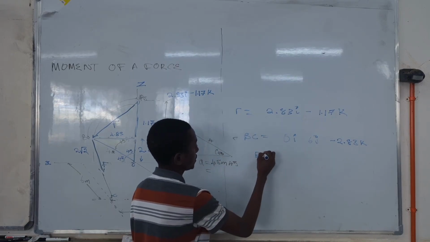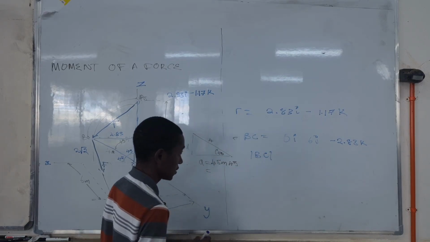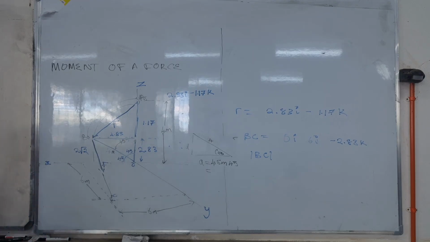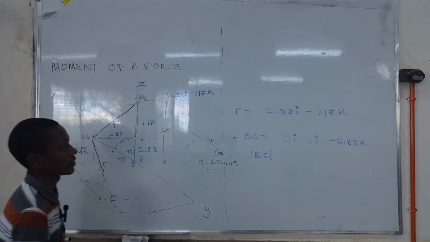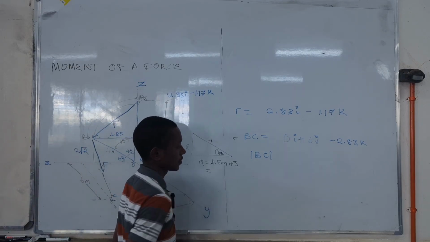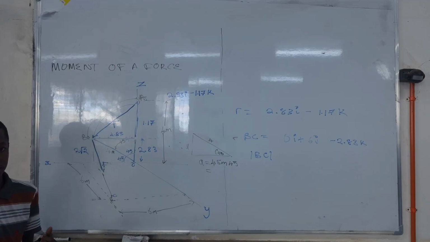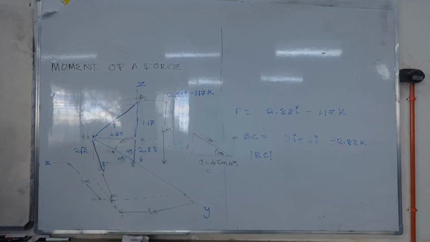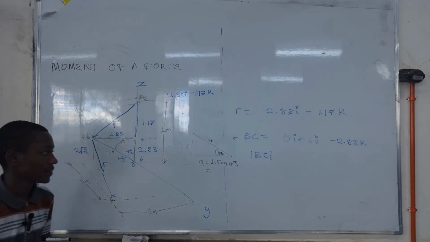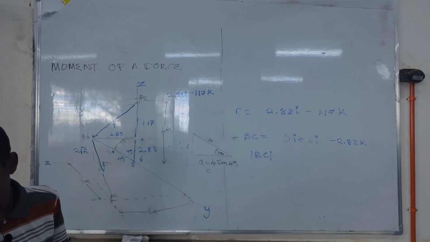Alright. Okay. And our magnitude is what? What's the magnitude? 6.63. I don't trust you.